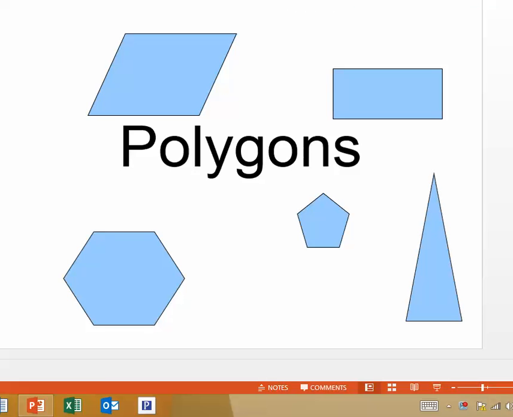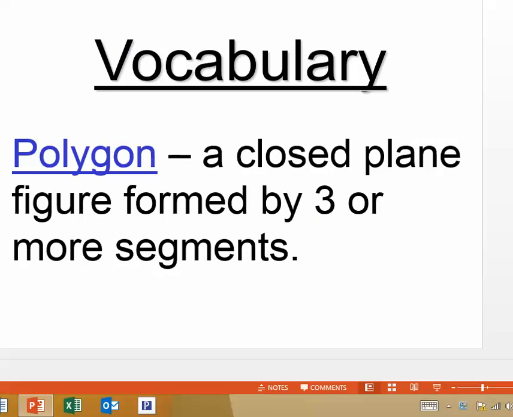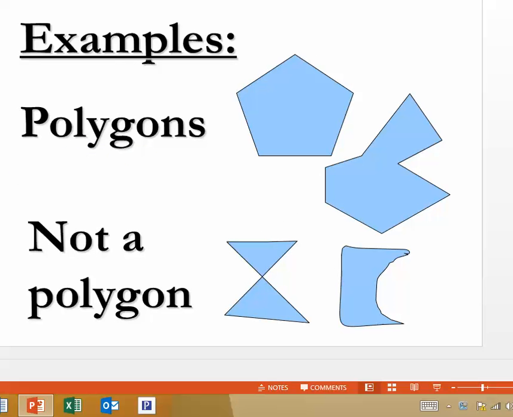This is a look at polygons. A polygon is a closed plane figure formed by three or more segments. Remember, segments are straight lines. Examples: a polygon. To the top are two of them. Not a polygon because they're not made by straight lines or they're not continuous.